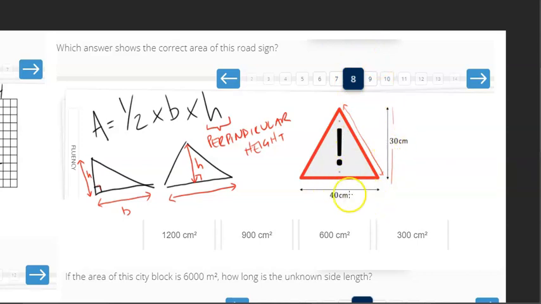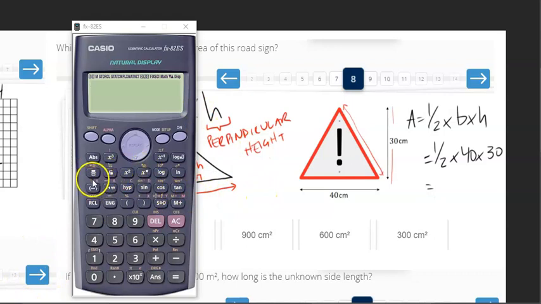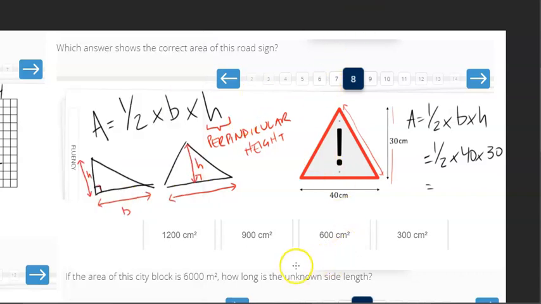So let's have a look. We have 40 and 30 as a base and height respectively. And what we're doing is just half times base times height, which is just half times 40, which is our base, times 30. We can go ahead and use our trusty calculator to work this out. So we can go ahead and do half. So use the fraction button, 1/2. And there are different ways to calculate this. Half times 40 times 30, which gives us 600 squared centimeters.